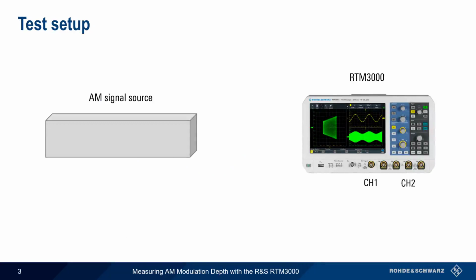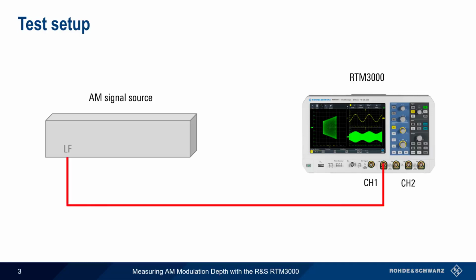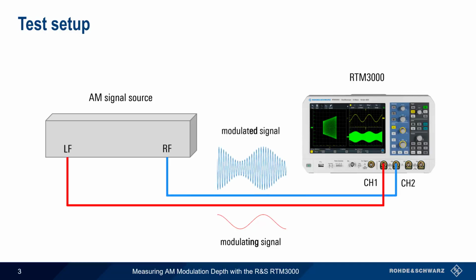To measure AM modulation depth, we'll be using the RTM in XY mode, which means we'll have input on two channels and two connections between our AM signal source and the RTM. We connect channel 1 of our scope to the low-frequency modulating signal. Channel 2 is connected to the radio frequency modulated signal.